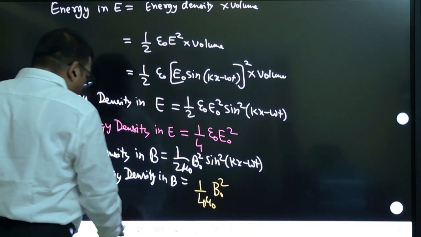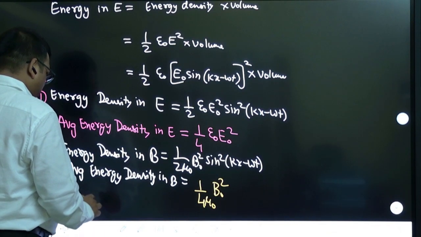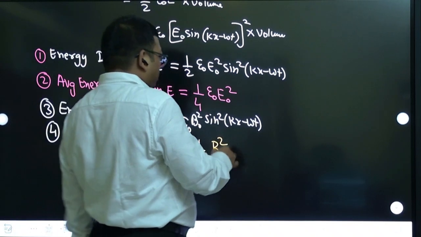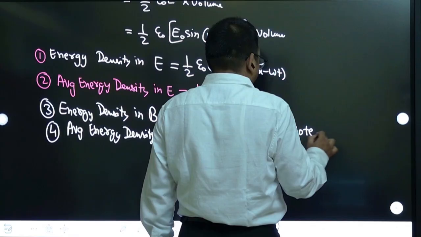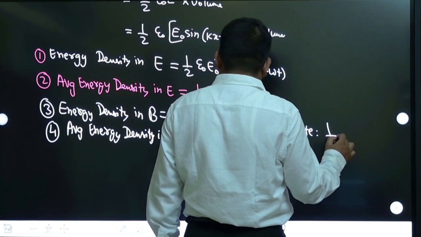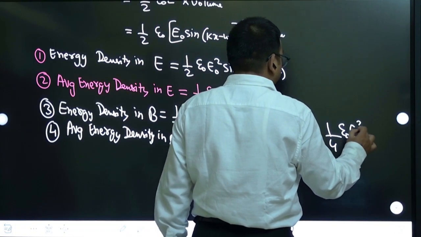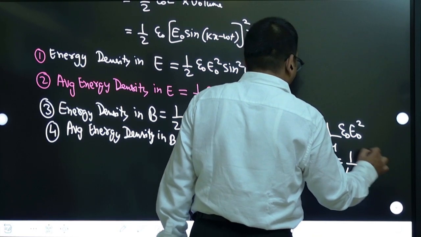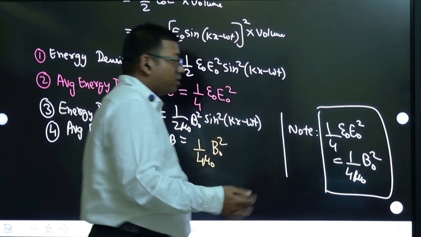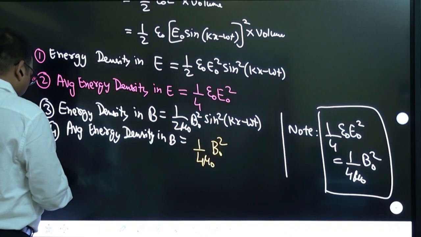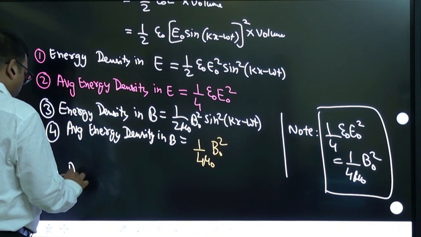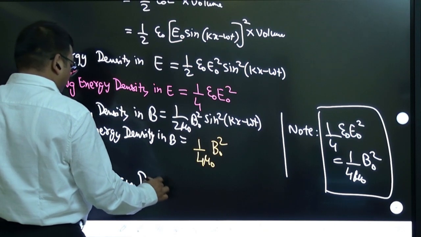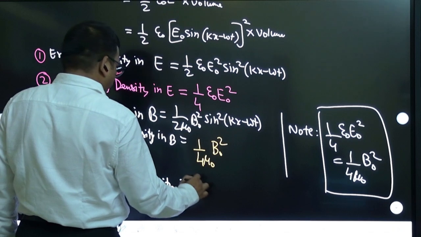But now suppose I want total average energy density. Let us add total. And note here that 1 by 4 epsilon naught E naught square is same as 1 by 4 mu naught into B naught square. So we already know that they are equal because energy is equally distributed in electric field and magnetic field. So now I will write the average energy density in electromagnetic wave.